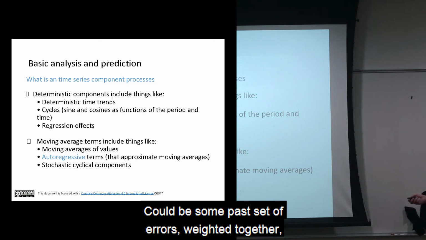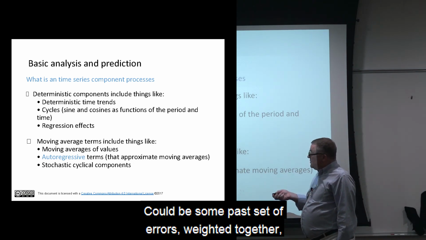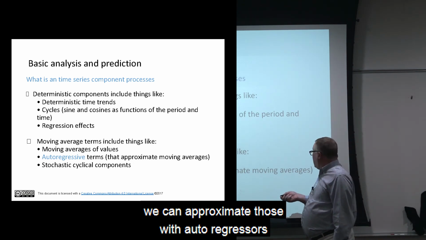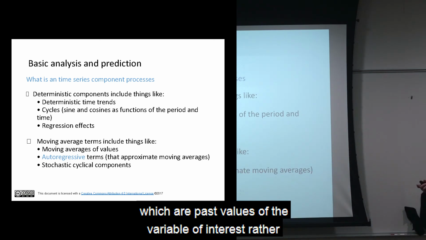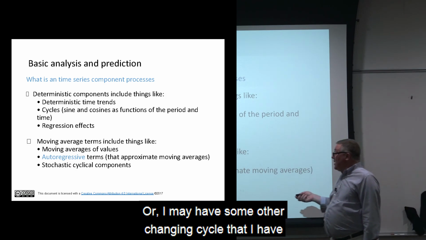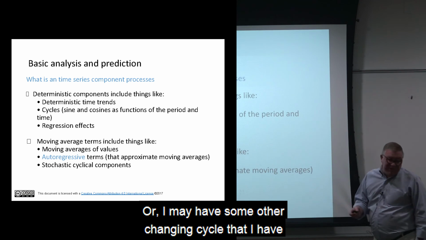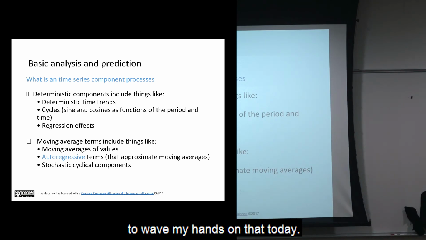The moving averages, right, could be some past set of errors weighted together. We can approximate those with autoregressives, which are past values of the variable of interest rather than their errors in predicting those. Or I may have some other changing cycle that I have to estimate in more complicated ways, and I'm going to wave my hands on that today.